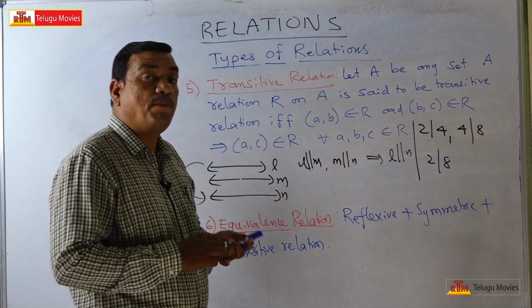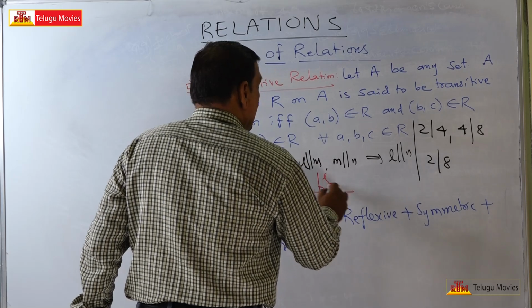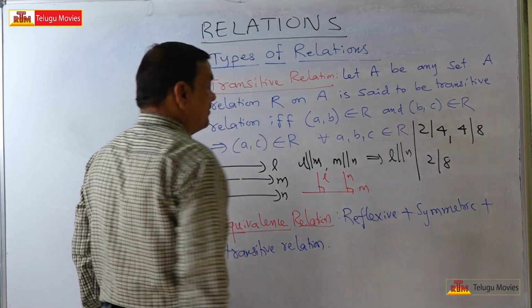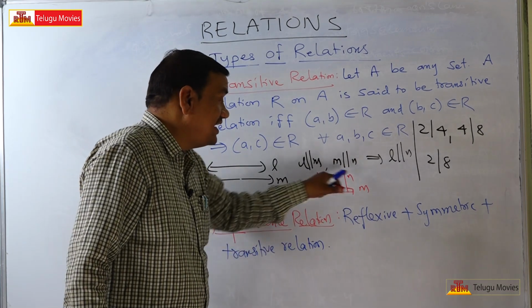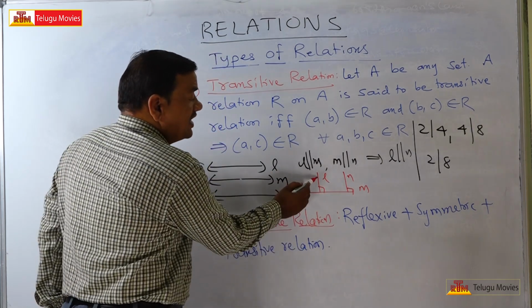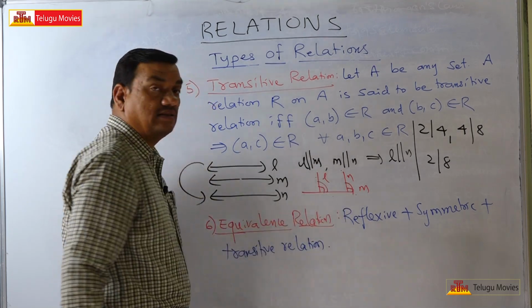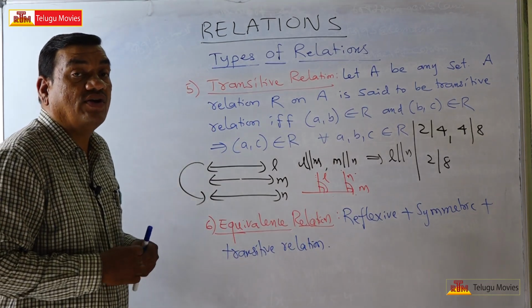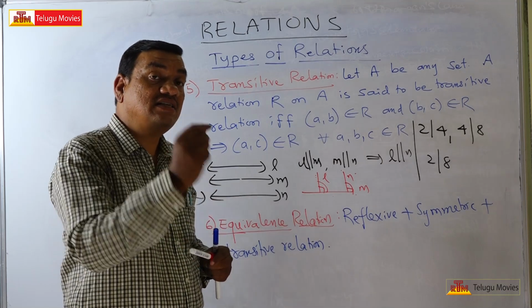Let me check, is perpendicular to a transitive relation? Let us see here, there is a line, L is perpendicular to M, and M is perpendicular to N. Is L perpendicular to N? No, definitely L will be parallel to N. That means between L and M, the relation is perpendicular. Between M and N, the relation is perpendicular. But between L and N, the relation fails. Therefore, perpendicular is not a transitive relation, but it is a symmetric relation.